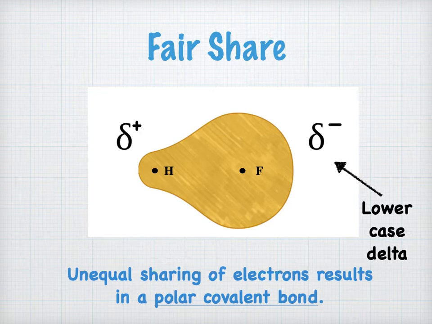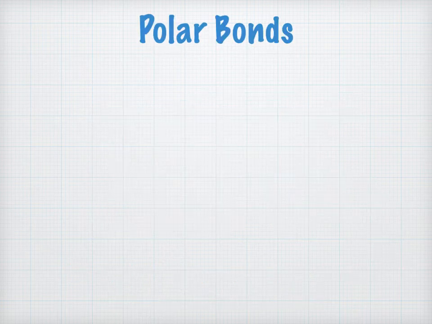In a polar covalent bond, you have poles, just like the Earth has a north and a south pole. A polar bond has a positive and a negative site to the molecule. One side will be partially positive, the side that's less electronegative. One side will be partially negative, which is the side that is more electronegative.